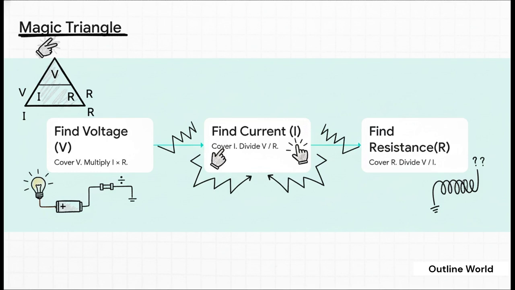Cover up V, and you're left with I next to R. That means you multiply them. Need to find current? Cover up I, and you see V over R. It's a fantastic little cheat sheet.